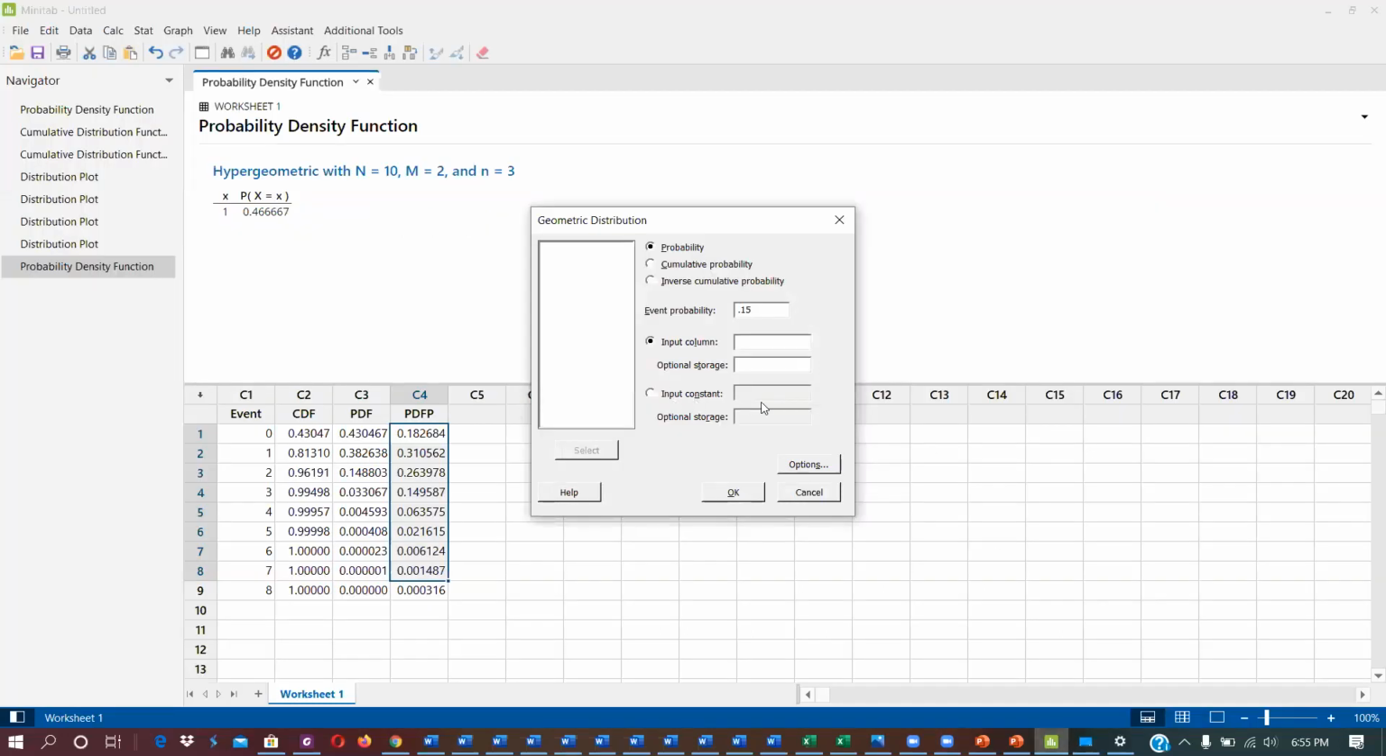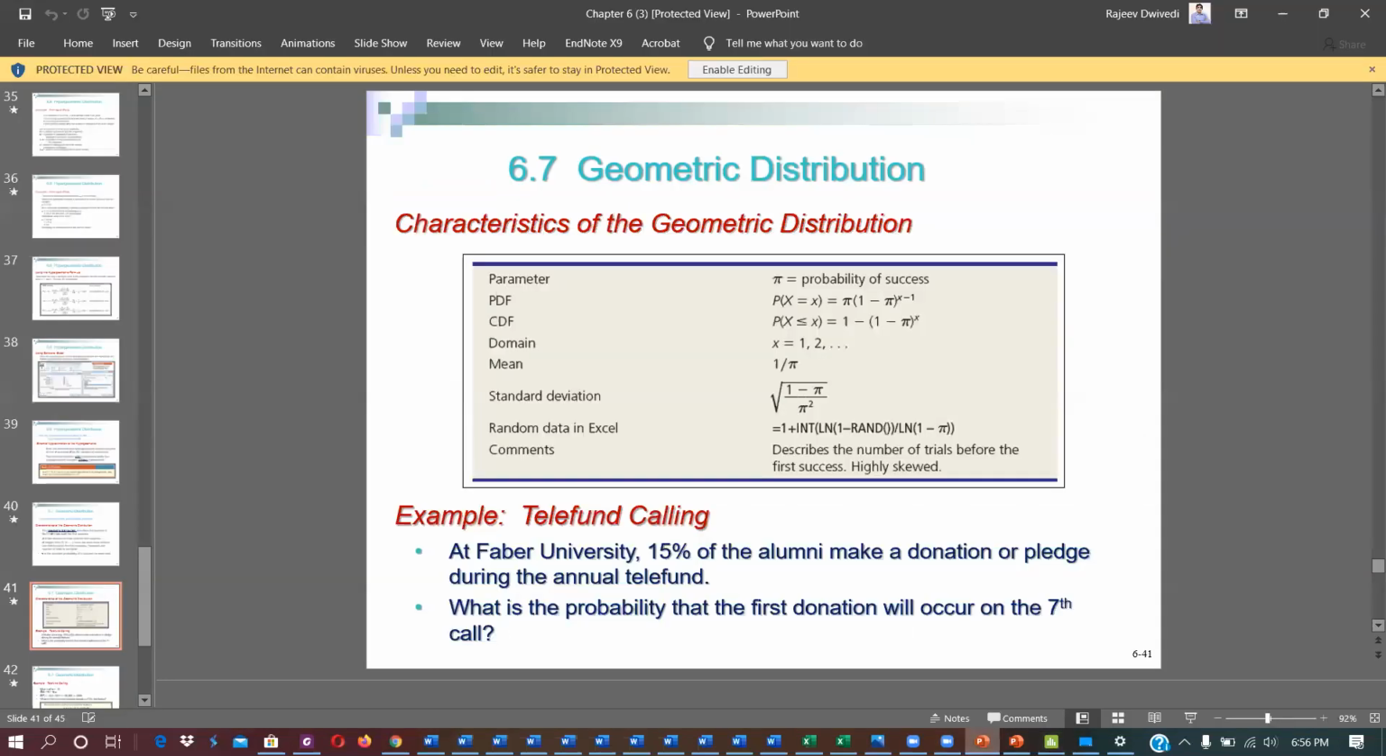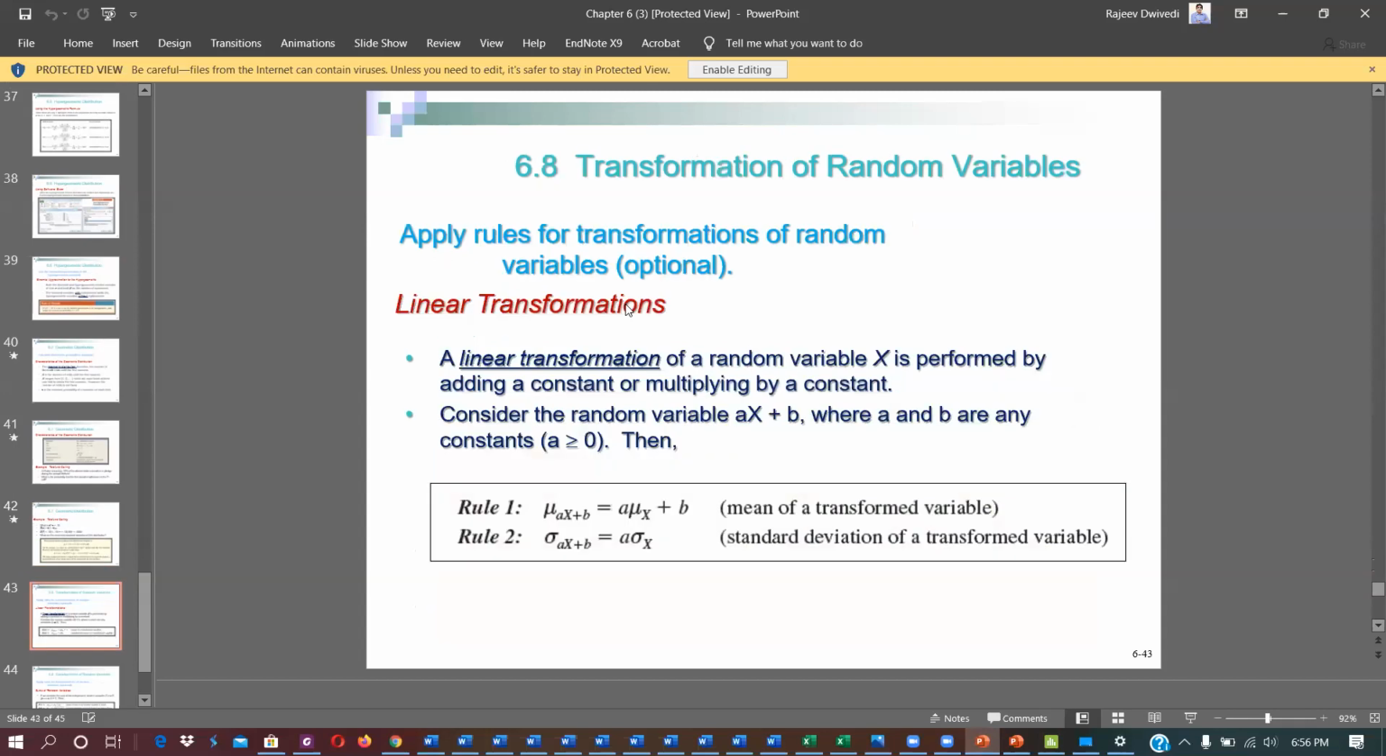And input constant 7, which is 5.6%. Yes, which is 5.6%. So what is when on 7th call the donation will come is 5.6%.